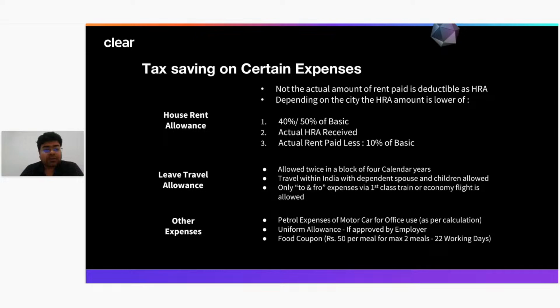Now, whenever we are talking about tax saving expenses, the first thing that creeps up is house rent allowance. The basic idea is if you are staying in a rented place for your employment purposes and your employer has given a certain allowance to meet that rent expense, in that case, you can go ahead and claim house rent allowance.